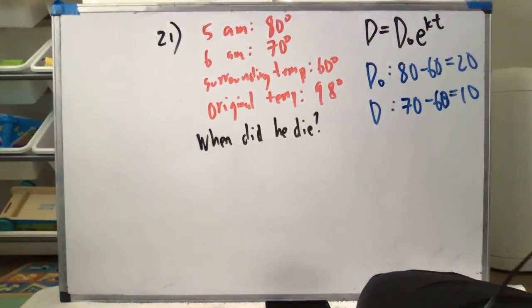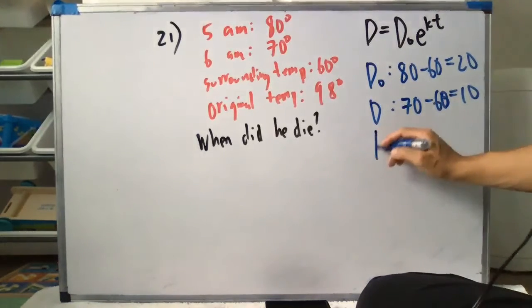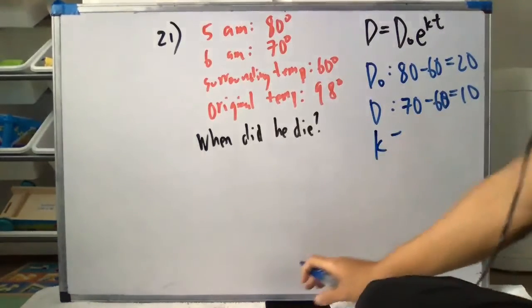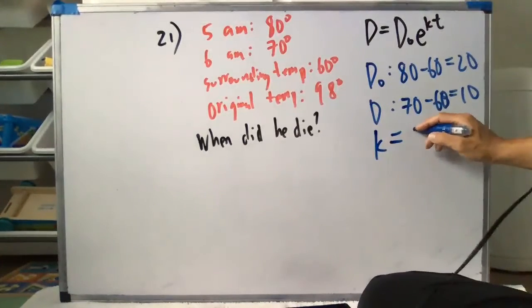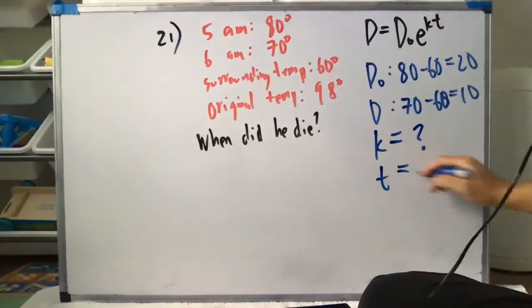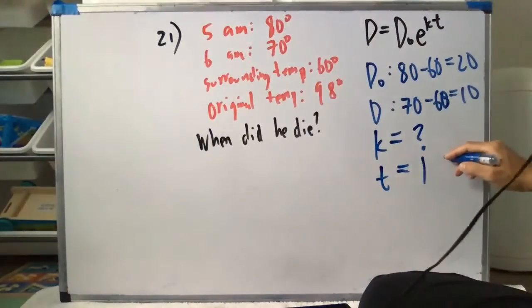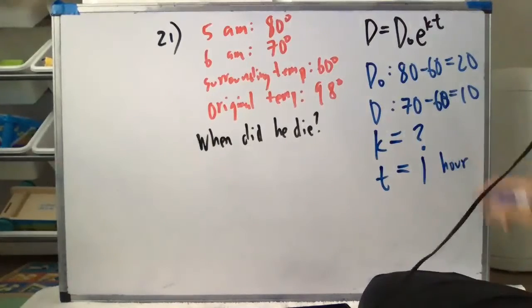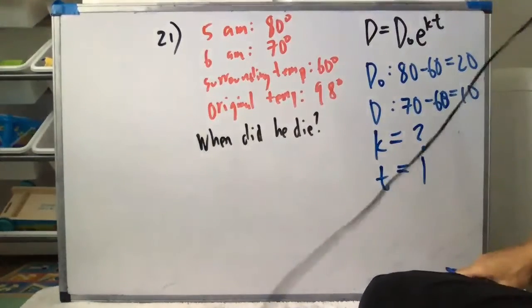Okay, and then what else? So the k is how fast it's changing, right? How fast the temperature is changing, and that's what I don't know. But I do know t. I know t is the time that has progressed from 5 a.m. to 6 a.m. That's exactly 1 hour. Let's just say 1. Just keep in mind we're in hours.